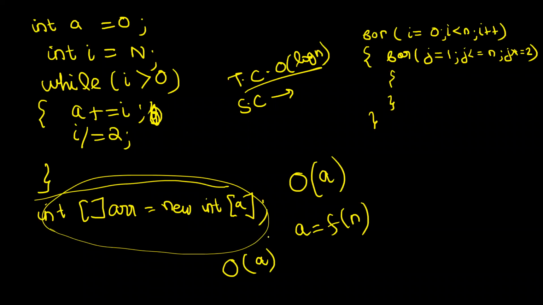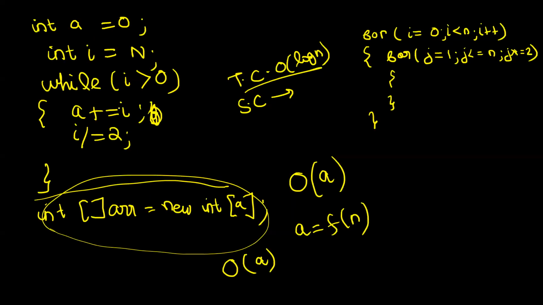So now let us see what is happening with the variable A. First of all, the value of I is n, and what will get added to A? n will get added to A. Do you agree? The value of I we are adding, so n gets added to A. Then the value of I will become n by 2, and I will add n by 2 to A. So now the value of A will become n plus n by 2.